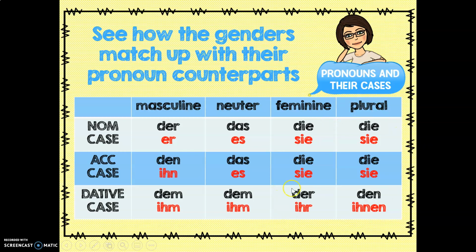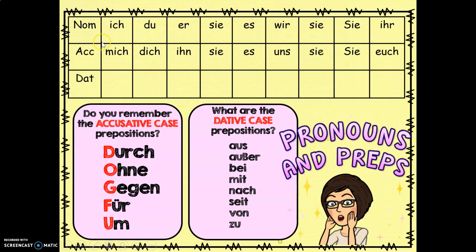This is where they split company again. The feminines and the plurals will no longer match, only in the dative case. So D stays D, and Z stays Z. And ihnen, that en, matches up with the den. I hope that makes sense because it makes it so much easier to memorize if you think of it that way. So here are the pronouns.